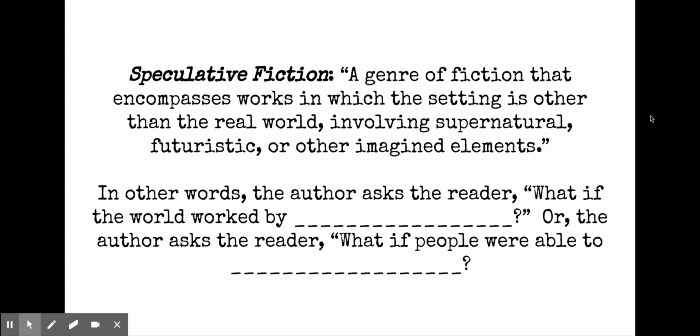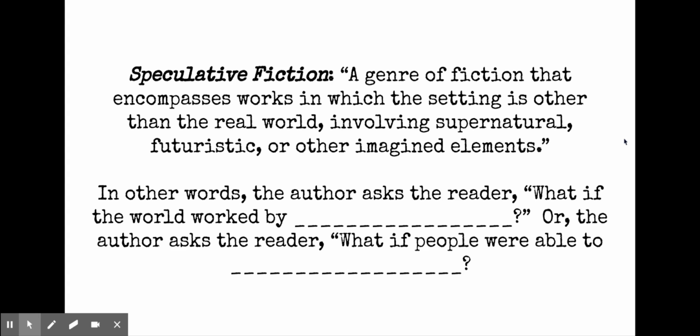Speculative fiction, if you define it, is a genre of fiction that encompasses works in which the setting is other than the real world, involving supernatural, futuristic, or other imagined elements. Even within that definition, if you look at some of the words, including supernatural or futuristic, it would seem that speculative fiction kind of mixes in the same pool as fantasy or science fiction. So just keep that in mind.